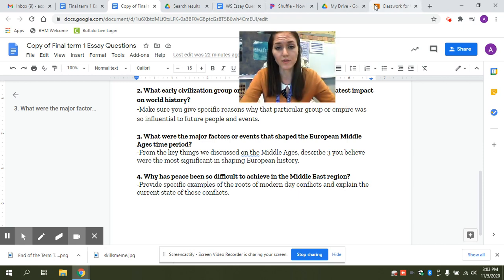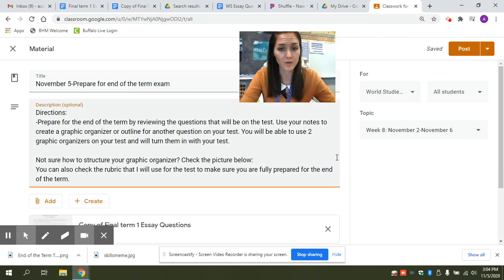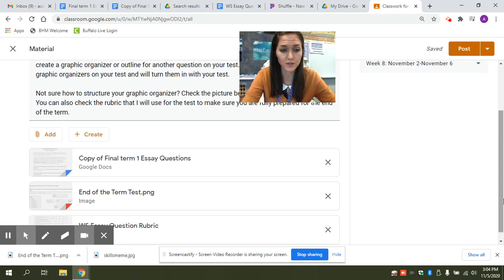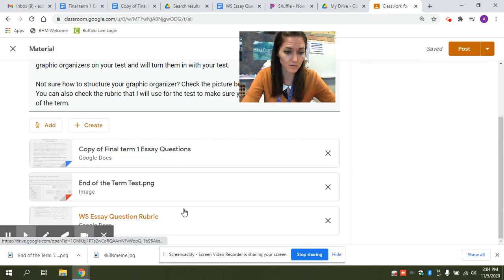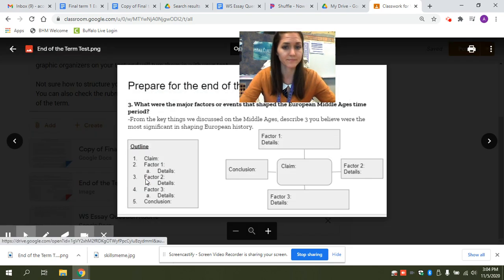So you're going to create a graphic organizer or an outline to answer these questions on the day that we take the test. You will turn in those 2 graphic organizers when you take your test. If you're not sure how to structure your graphic organizer, I have an example below. This is the same picture that we took for the Middle Ages. Let's see, here it is.